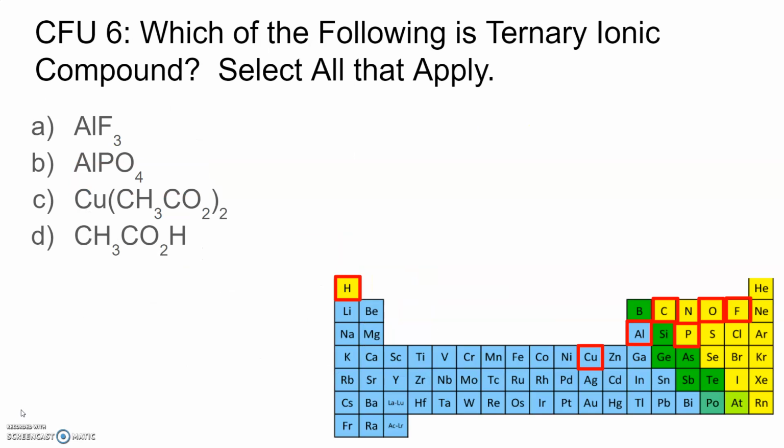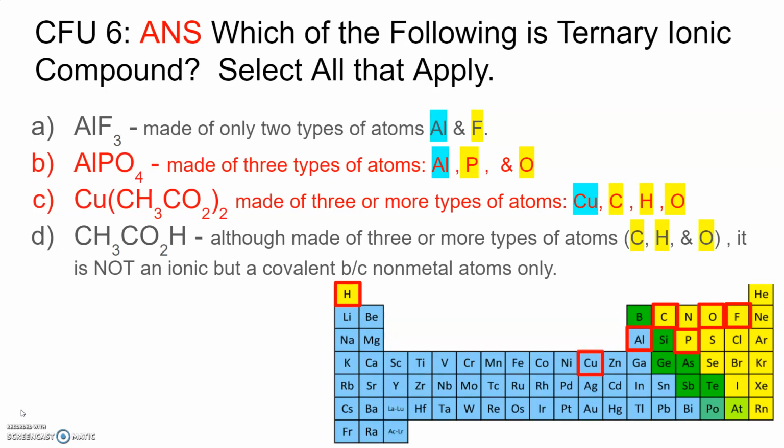All right, let's see if we can recognize a ternary ionic compound. This is a select all that applies. So pause the video now, and when you press play again, the answer will be revealed. Great, the answer to that will be B and C.